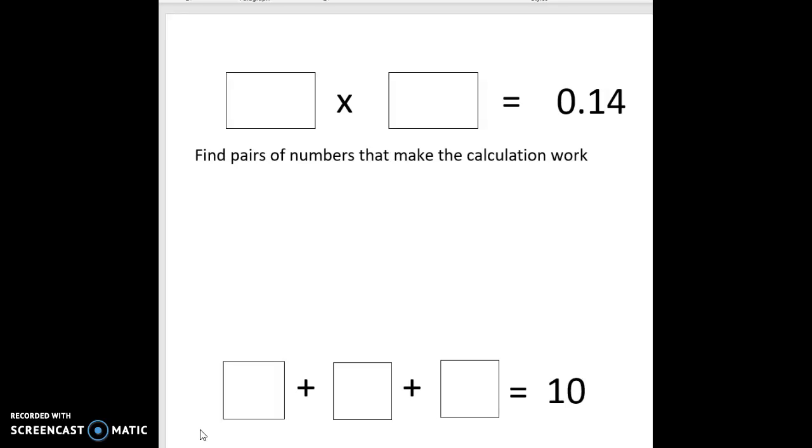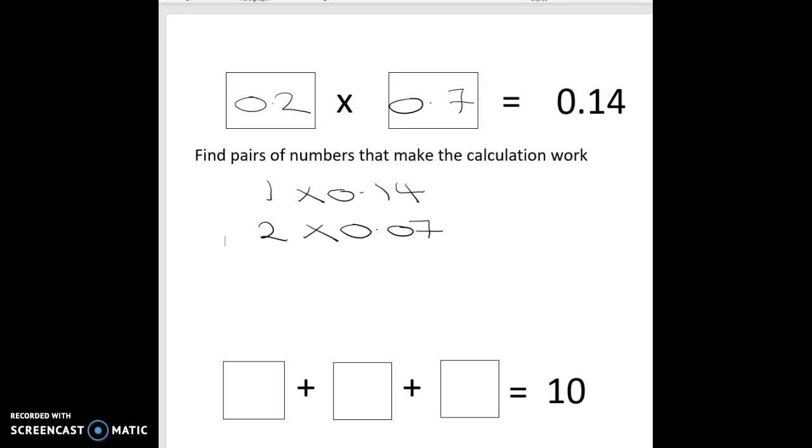Now, the most common numbers that a student's going to put in there, if they aren't totally terrified by the whole idea, is 0.2 and 0.7. Which, yeah, that is the answer, but we don't want that as the answer. We want them to try and think a bit deeper and a bit more meaningful about it and play around with different numbers to see what they could come up with. So we could have 1 times 0.14, or we could have 2 times 0.07. So they're using different kinds of maths to work out the sums and come up with different numbers.